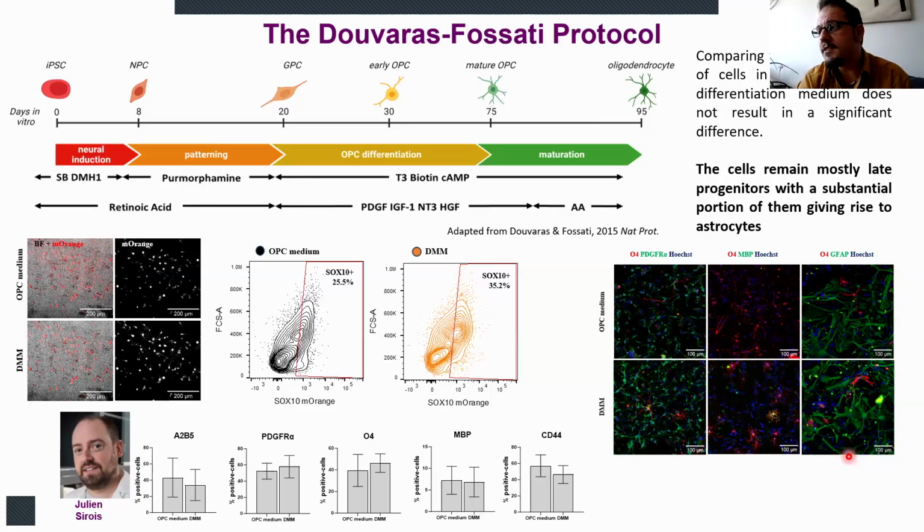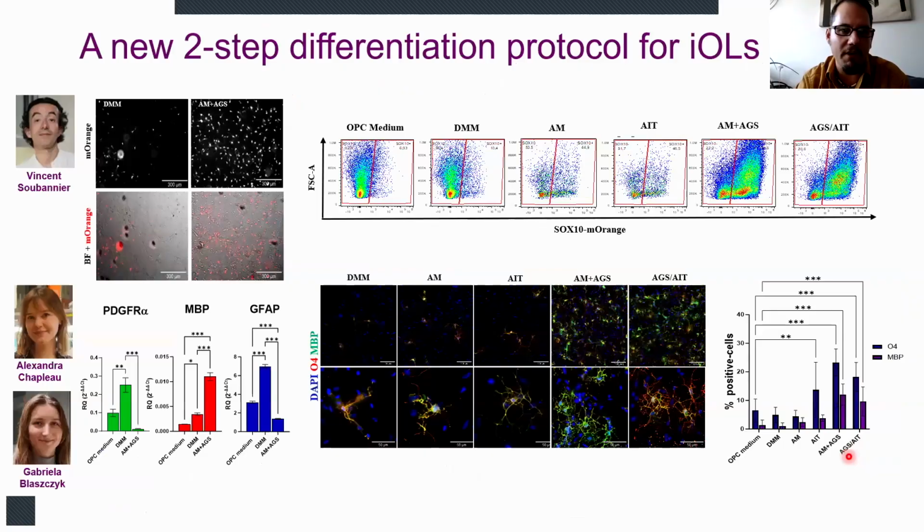So the first question that we asked is whether we can exploit the co-presence of oligodendrocytes and astrocytes to try to derive separately both from the same progenitor. And that led to the first serendipitous discovery.